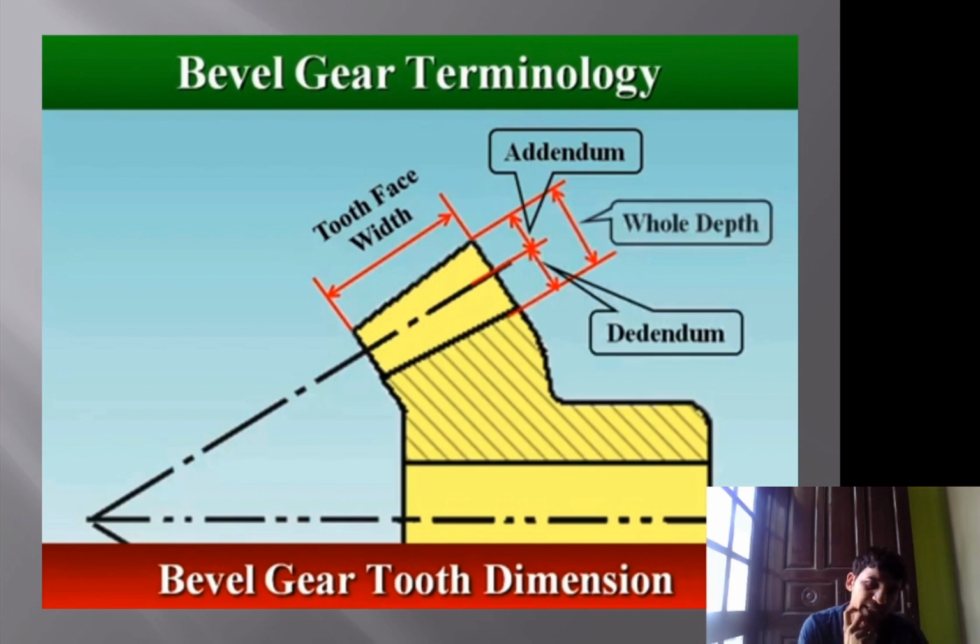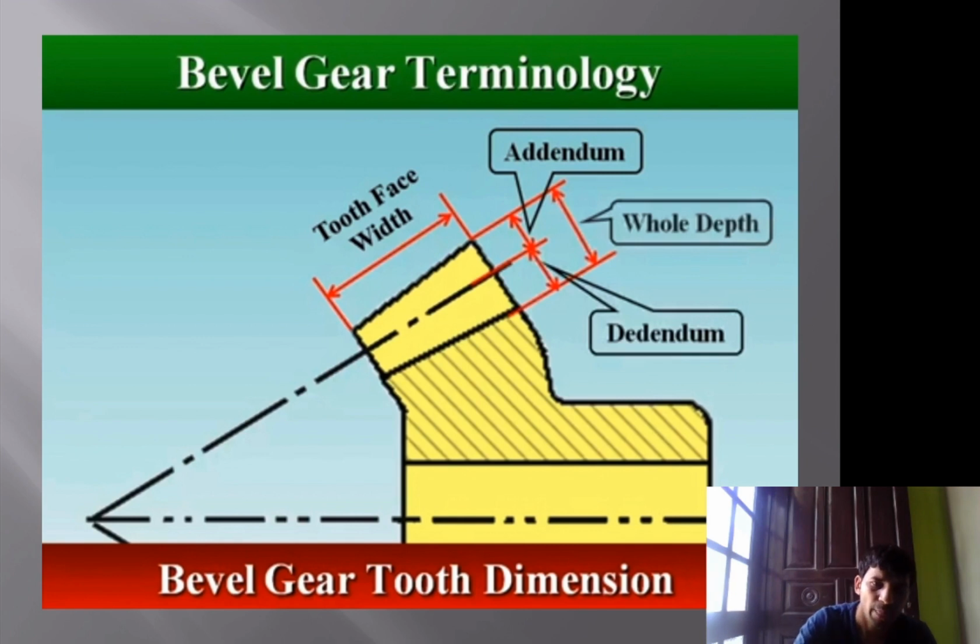So we can say that the radial distance between the pitch line and the face is known as addendum. Similarly, the radial distance between the pitch line and the root of the tooth is known as dedendum, and the complete distance between face and root is known as whole depth.